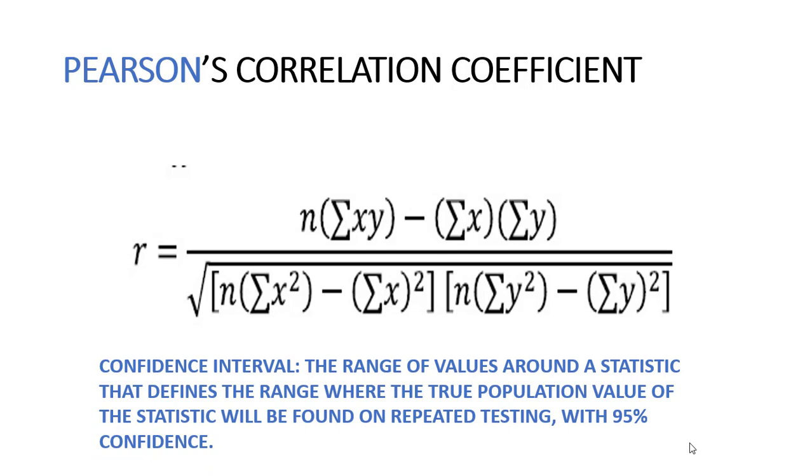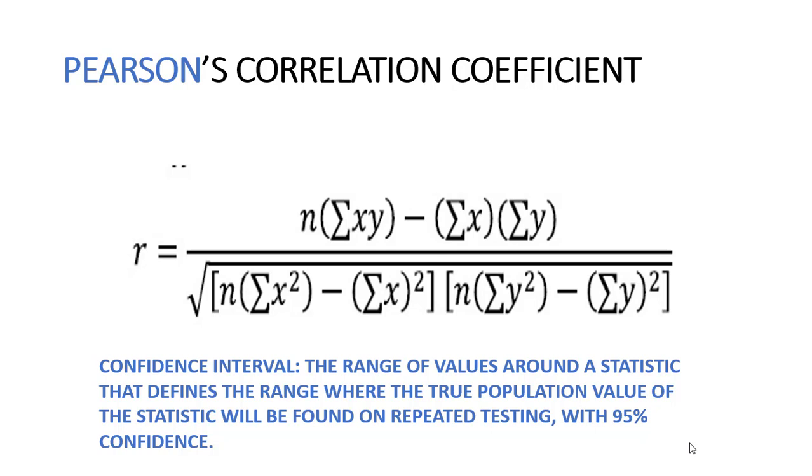Together with this R value, we're also going to be reporting what we call a confidence interval. What is a confidence interval? Well, you have the definition there. It is the range of values around the statistic, in this case R, that defines the range where the true population value of the statistic will be found on repeated testing with 95% confidence.